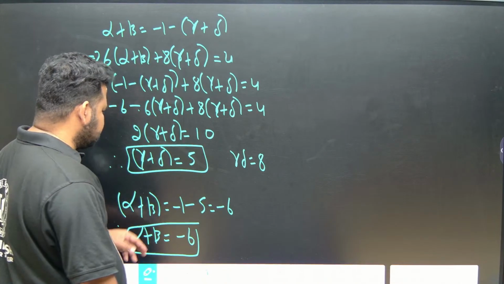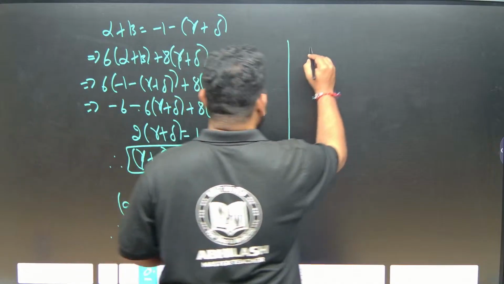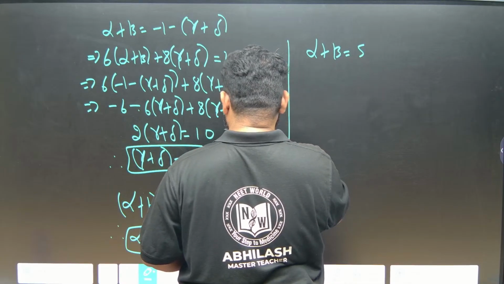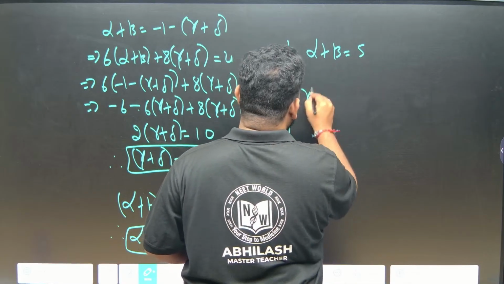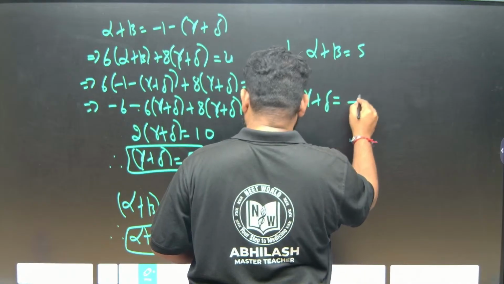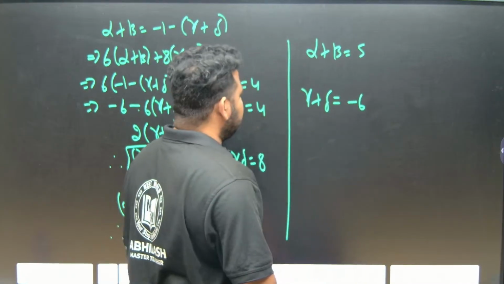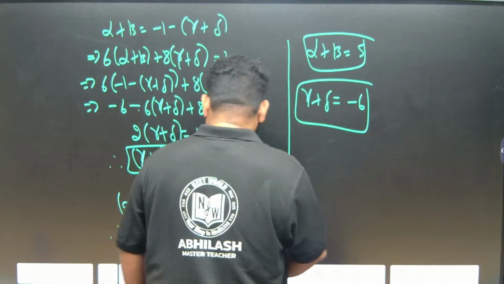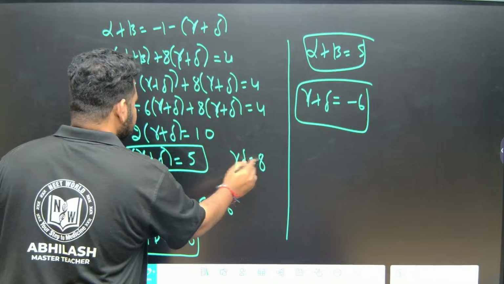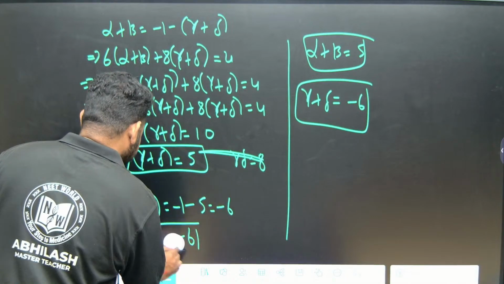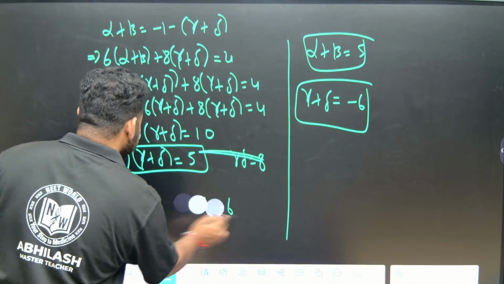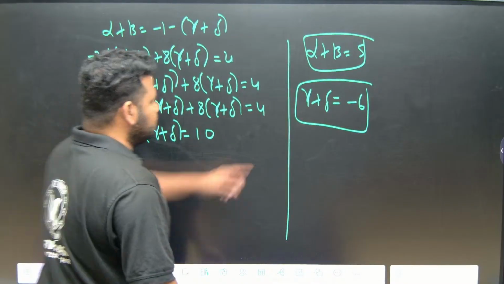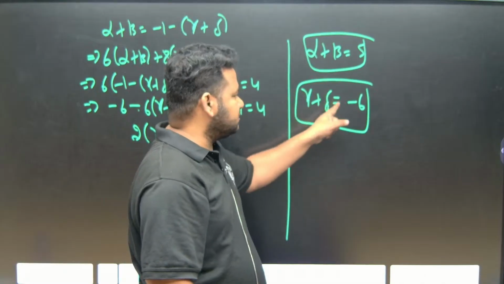So this one we can further manipulate and make alpha plus beta as 5, and gamma plus delta will become minus 6, if you take it the other way. Now this will be suitable, why? Because this will make our life easier. On solving this we get alpha plus beta is equal to 5, gamma plus delta is equal to minus 6.